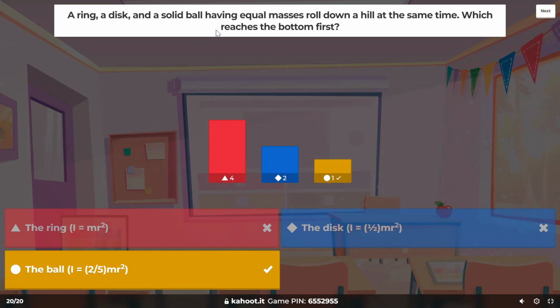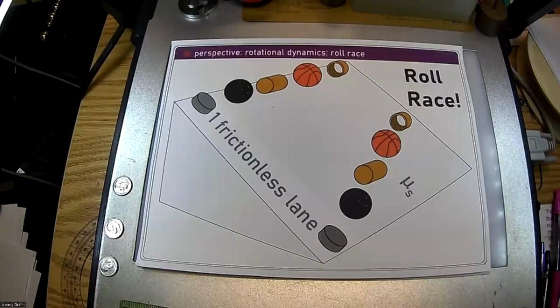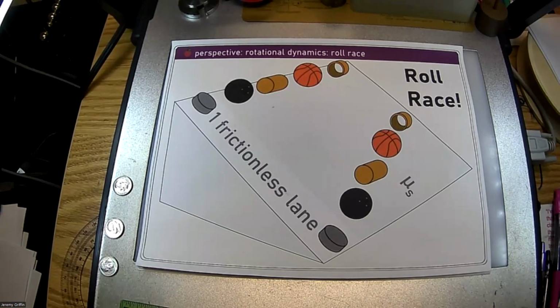Now, in the premise, it says having equal masses. That's actually not really an important point, though. Even if they were different masses, the answer would still be the same. So, that's this poster right here. You guys remember roll race? So, what have we got?